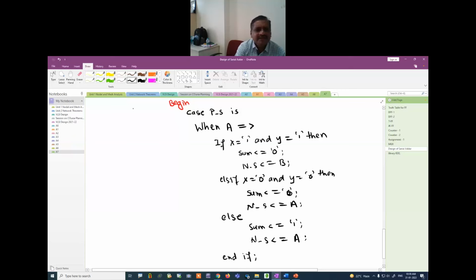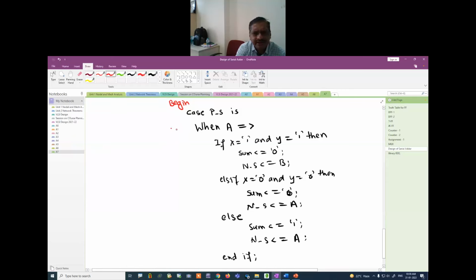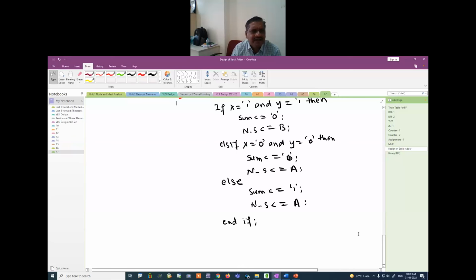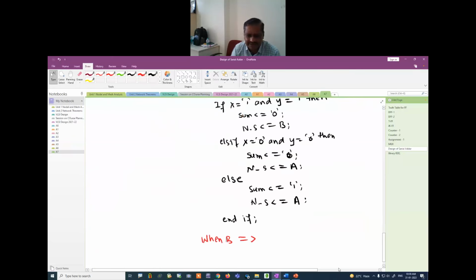Is it right? This one state we have taken, this when A. Same code we will repeat for when B, and then we are able to complete this code. I will write here when B, when we are in the B state, this is the same code I will copy. We are in the same state. For 0, 0, output will be the 1. We will come back to the A state. For 0, 0, I will write that.